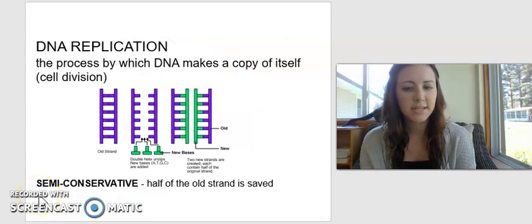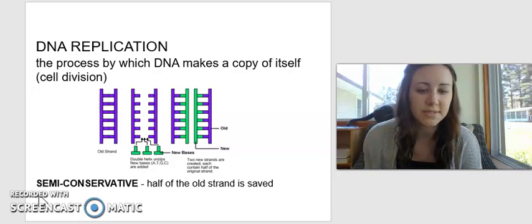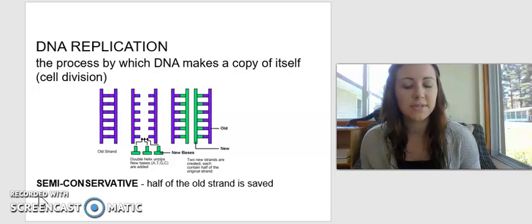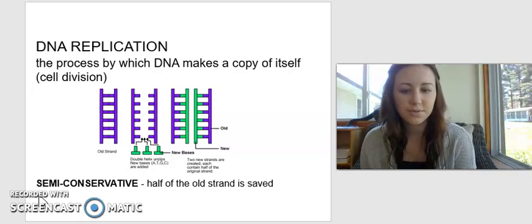To summarize, DNA replication is the process by which DNA makes a copy of itself. You may also see it called cell division. They're both the same thing, and it's semi-conservative. Half of the old strand is saved and used as the template.